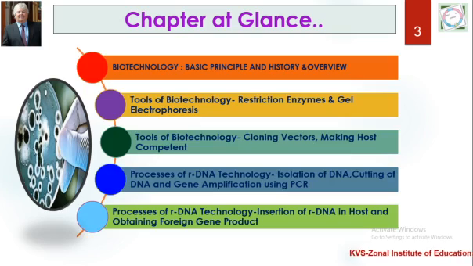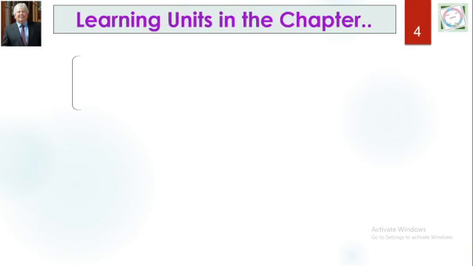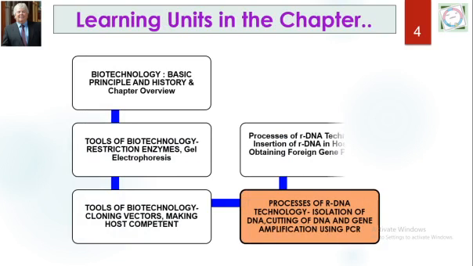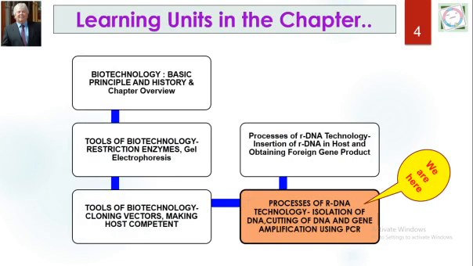Already you have seen the chapter has got 5 learning units. We have already read unit 1 and 2 and 3, and today we will talk about unit 4, processes of recombinant DNA technology. In the rung of ladders of concept, we are at the 4th rung.